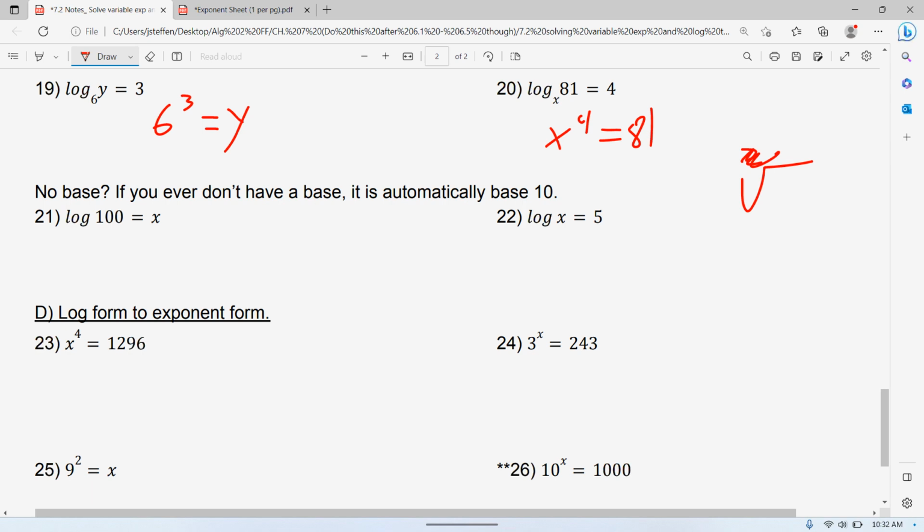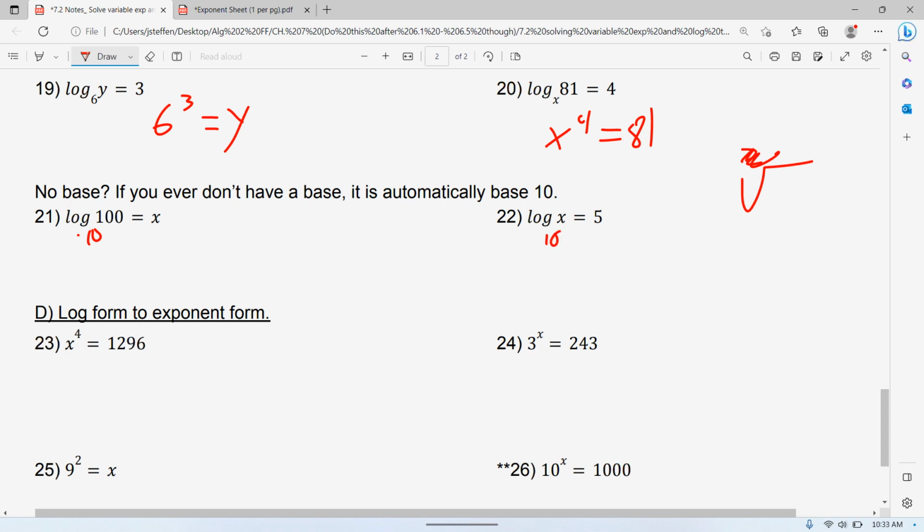So, put the 10 there. That's great. However, if I were you, with logs and common logs, I would go ahead and put a base 10 in for all of those. You don't have to, obviously.